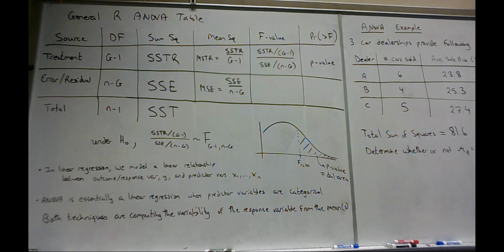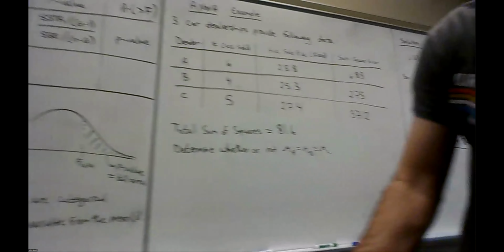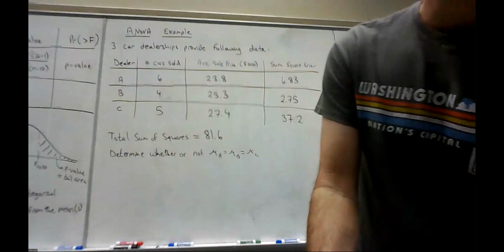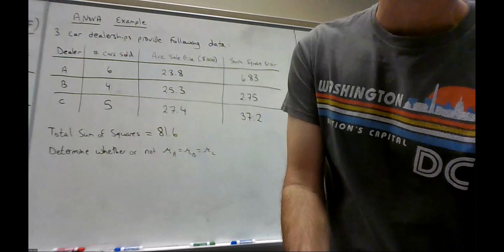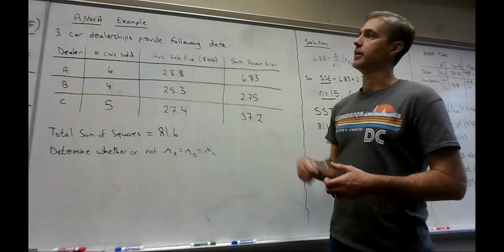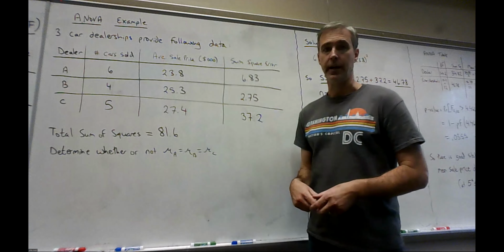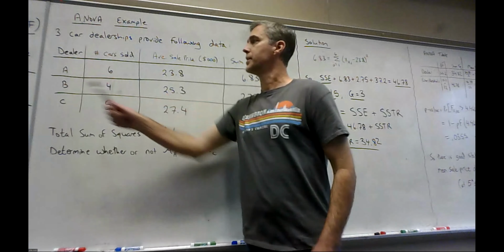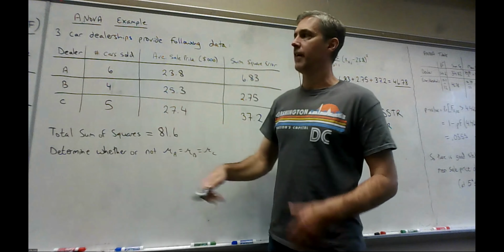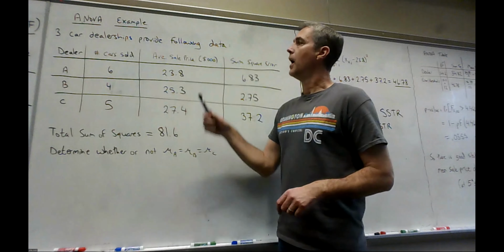All right, so let's do one final example, kind of canned. We're going to do some of it by hand, and we can hand some of it off to R, but we're not just going to ask R to do it all. So in this example, we've got 3 car dealerships, and they provide to us some data. I've got dealer A, B, and C. Dealer A sells 6 cars, B 4, and C 5 in some given time period.